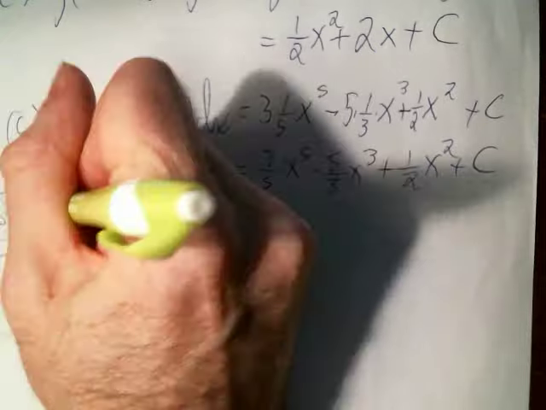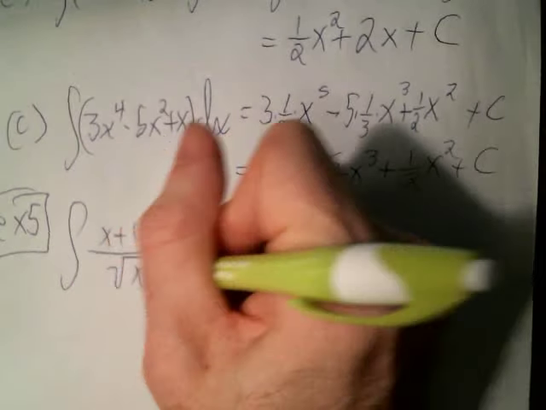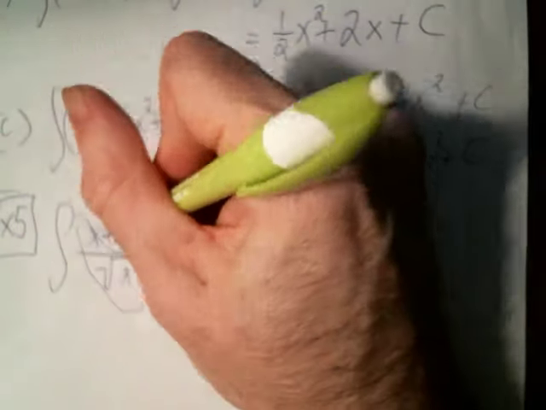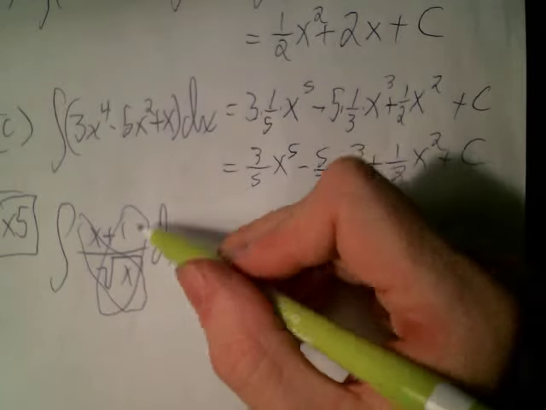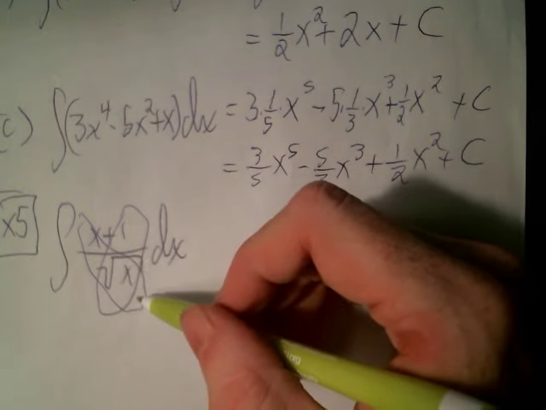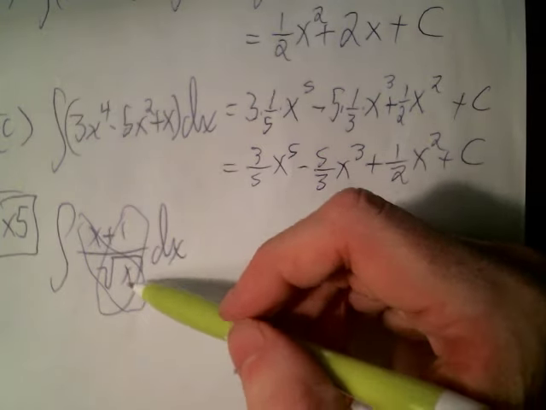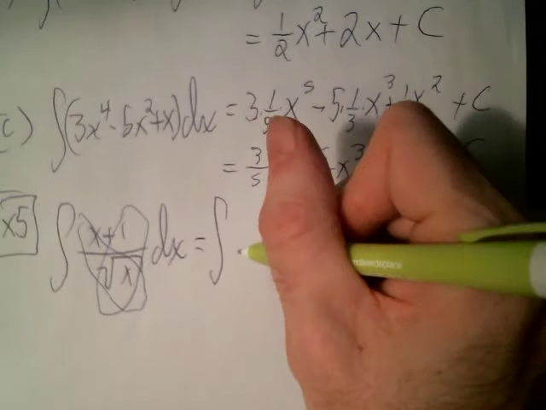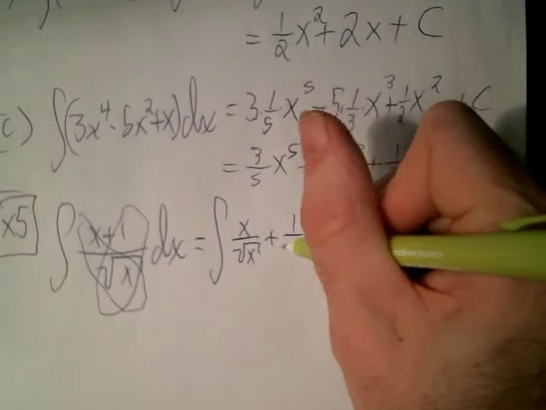Some of these you have to be a little clever to figure out. So here's the integral of x plus 1 over square root x dx. We can butterfly this. Note if it was the reverse, the reciprocal, you could not butterfly it. You can only butterfly when you have a sum in the numerator and a product in the denominator. So here we'll have the integral of x over square root x plus 1 over square root x.